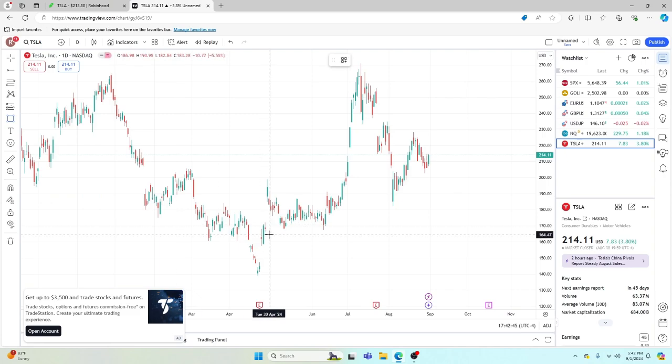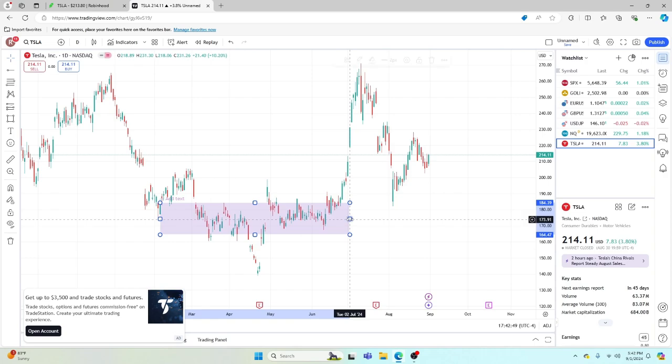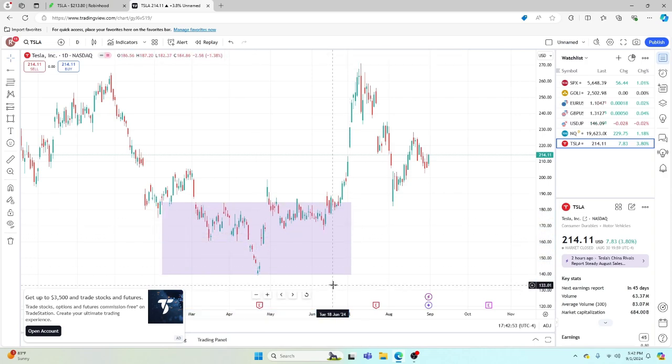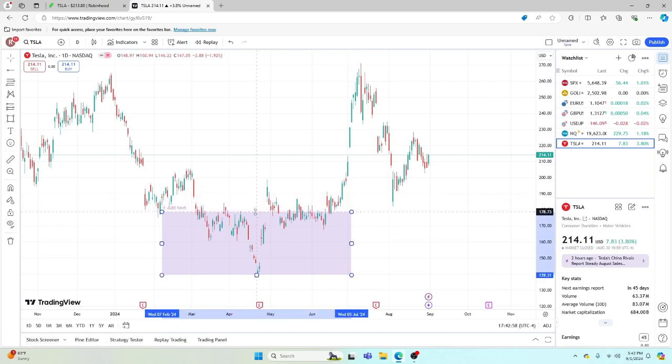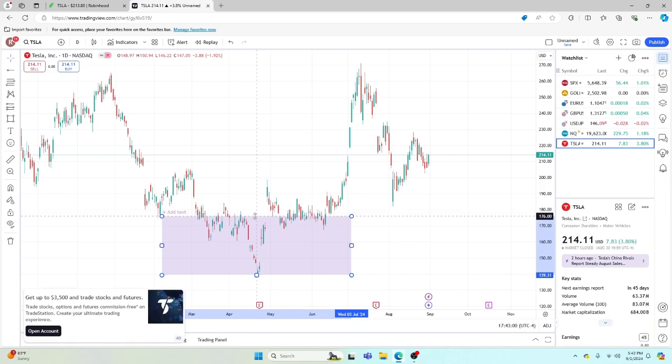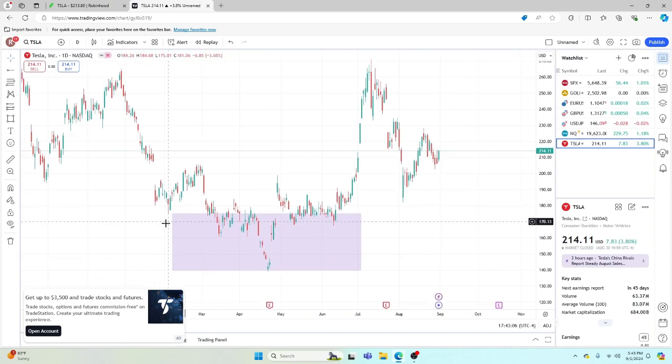So my average cost is 164. I was probably DCAing this whole area right here. I was looking at anything under, I believe, 175-ish, maybe. Something like that. But I was DCAing this whole area here.